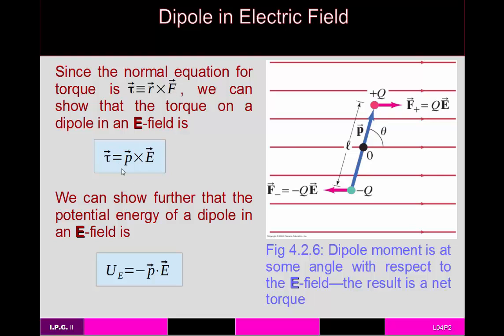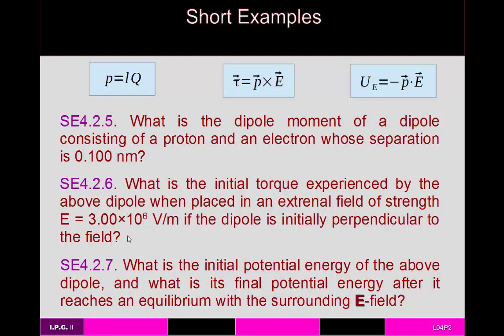So P is the dipole moment, E is the electric field. And furthermore, you can get the potential energy for the dipole by taking the negative of the dot product between P and E. So the torque is P cross E, the energy is negative P dot E. So let's look at a few quick examples with that now.